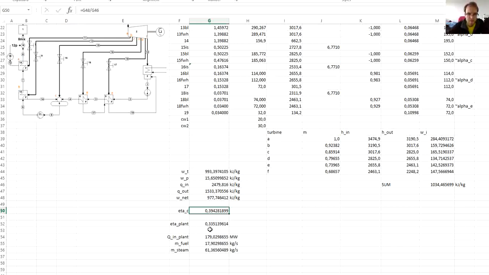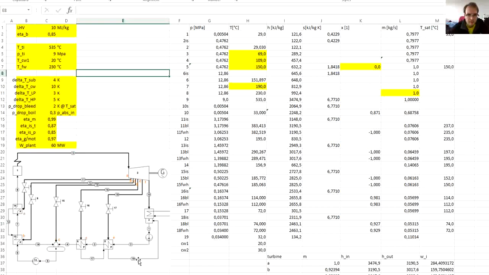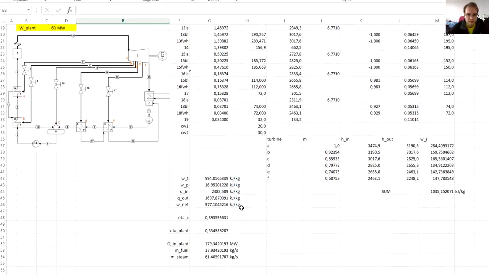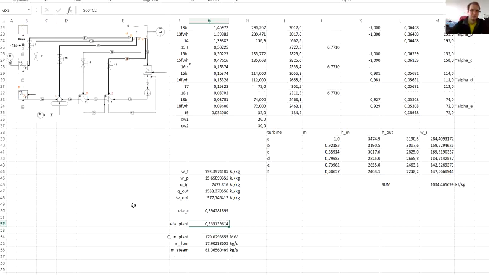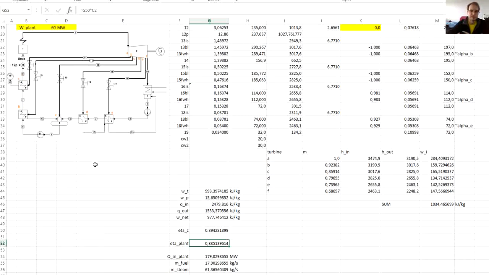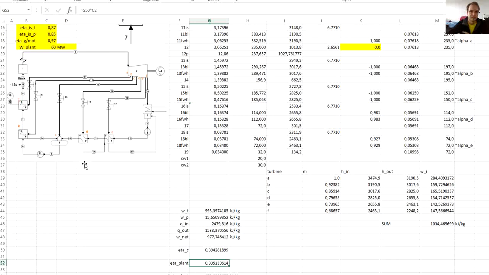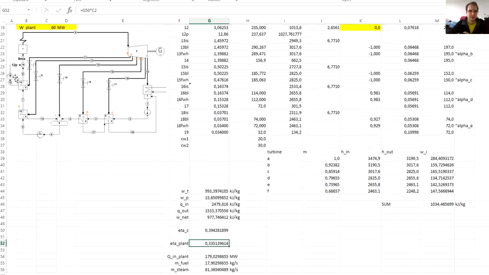So now you can see that our cycle has efficiency of 39.4, or the whole plant 33.5%, while in the previous problem we had 33.45%. So you can see that even though very small, there is some possible improvement in efficiency by adding the condensate pumping.